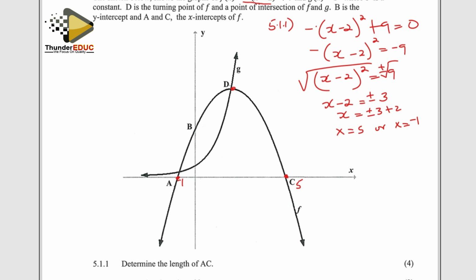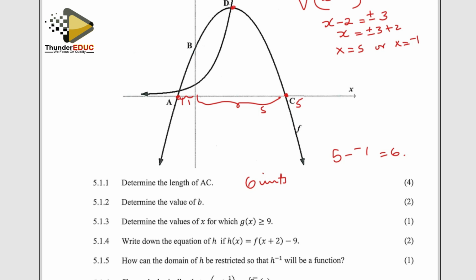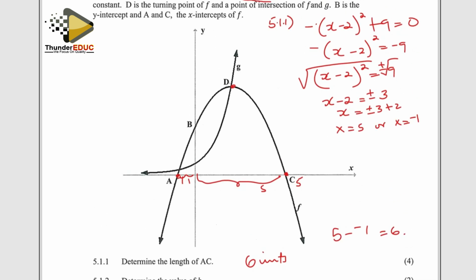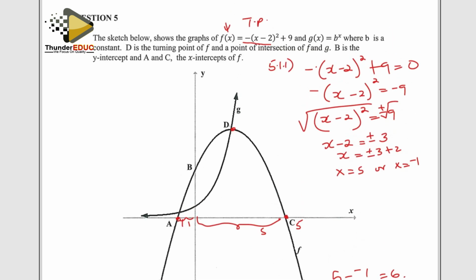They want the distance. So these are 5 units, this is 1 unit. So that's going to be 6 units. So you can say 5 minus -1, which still gives you 6 units. So you're going to mark based on that. Then they want the value of b. So for us to get b, we need a point, and that point is D, the turning point.